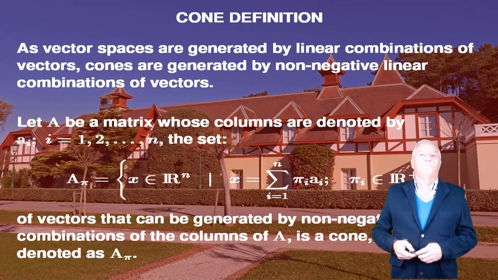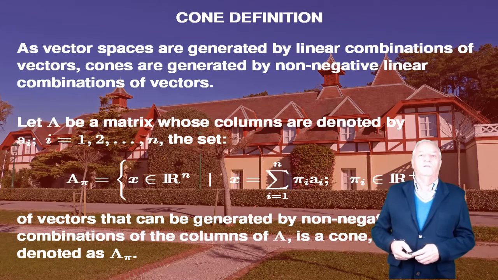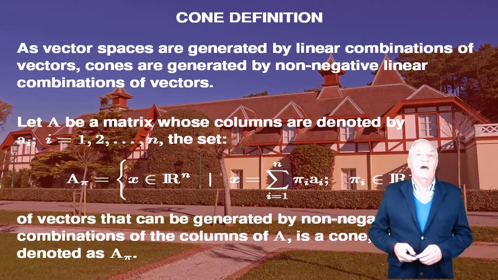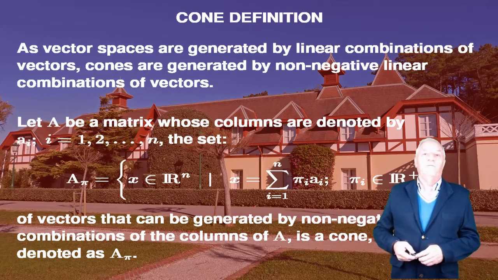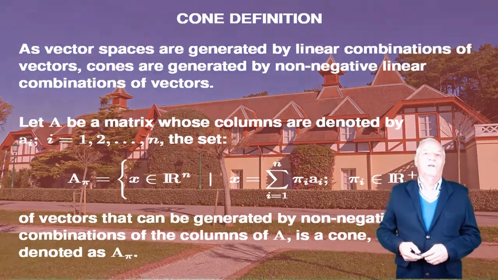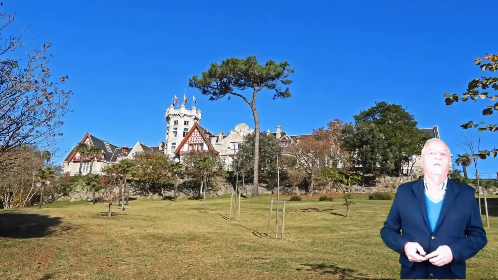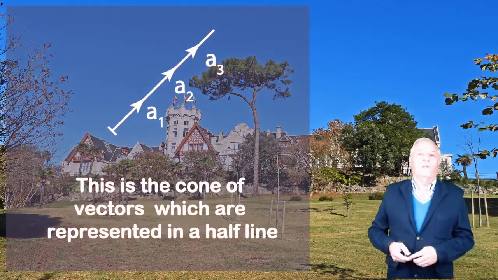Just as vector spaces are the sets of vectors generated by all possible linear combinations of a generator set or a basis, cones are the sets of vectors generated by non-negative linear combinations of a generator set of vectors. The figure illustrates some examples of cones generated by one or more vectors.